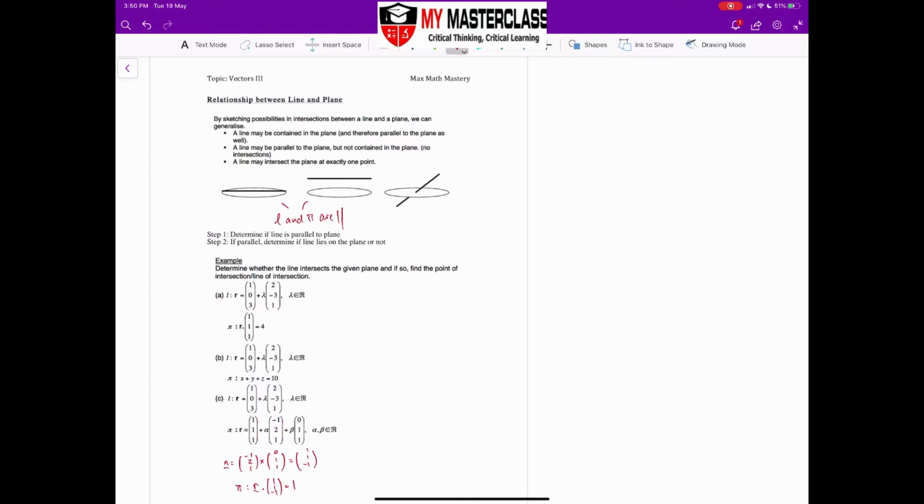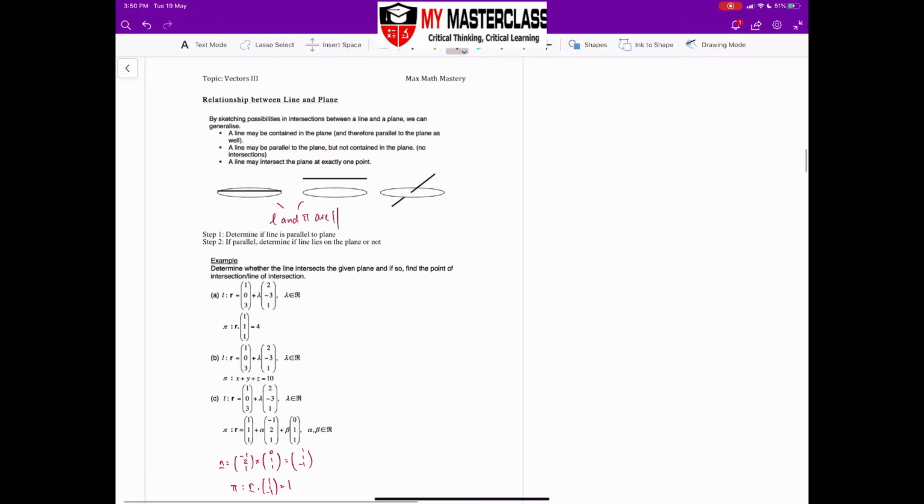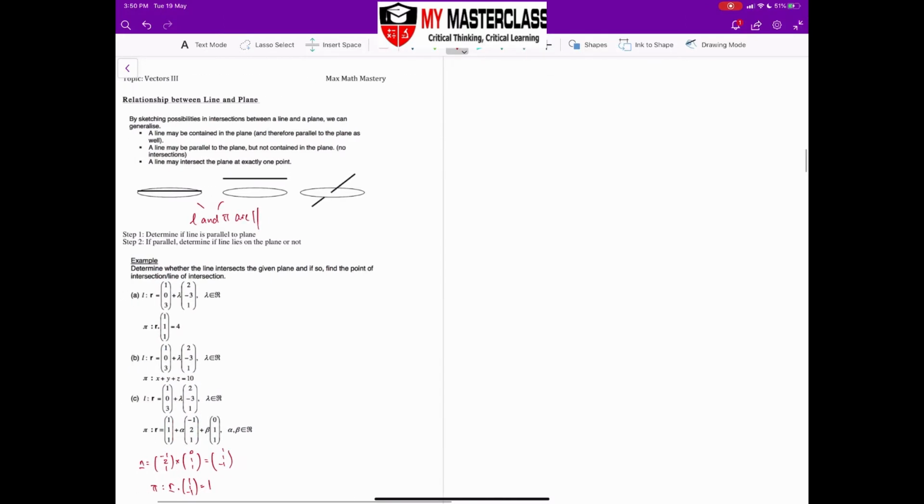Then the third kind of relationship is where the line and the plane are not parallel. They will definitely intersect at a point. They will intersect at exactly one point. So first, we're going to learn how to determine the relationship. And also in this portion, we're going to try to find the intersection between the line and plane. So let's talk about how do I determine first.